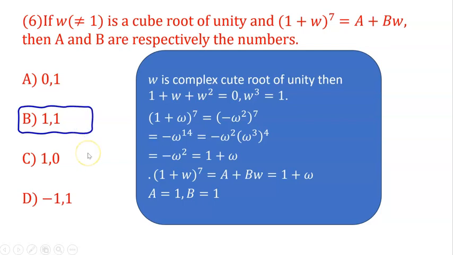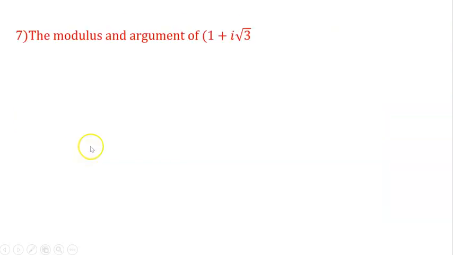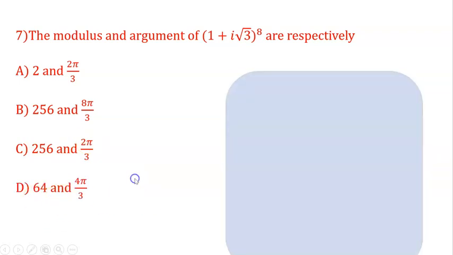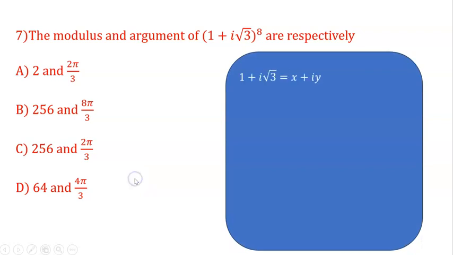Okay. Now next: the modulus and argument of (1 plus i root 3) raised to 8 are respectively: A is 2 and 2 pi by 3, B is 256 and 8 pi by 3, C is 256 and 2 pi by 3, D is 64 and 4 pi by 3. Now we'll simplify this. 1 plus i root 3 is equal to x plus iy. Here x is equal to 1.